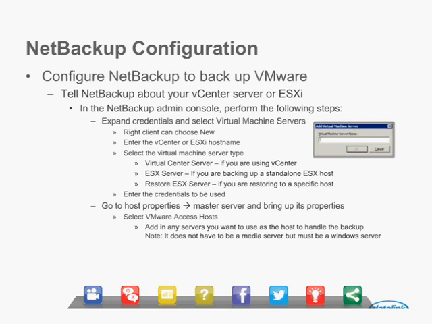The next step is to go to Host Properties, bring up the properties for your master server. Select VMware Access Hosts, and you'll add in any servers that you want to use as a host to handle the backup. This does not have to be a NetBackup media server. There are benefits to using a media server as your backup host. If you're doing fiber-based SAN backups, the ideal situation is that your tape drives are on the fabric and your media server becomes the backup host, which has the ability to attach to VMware. So you'll want to make sure that your zoning is correct so that the media server, which is your backup host, has access to not only the tape drives but to the VMware data stores. Effectively you're moving your data across the fabric and not across your network, which has significant benefits for your production network not being impacted.